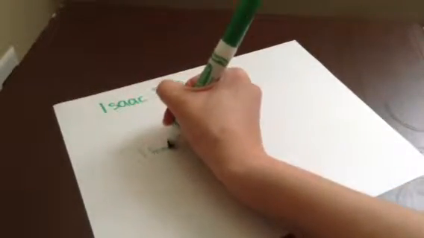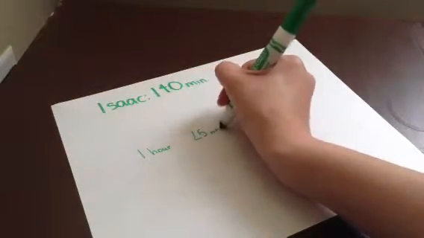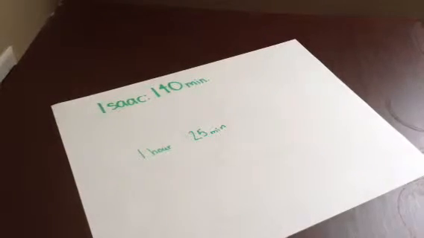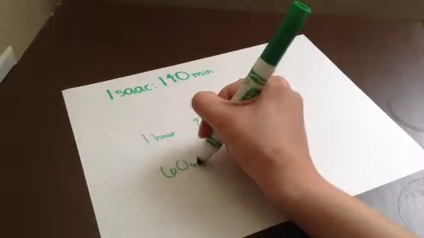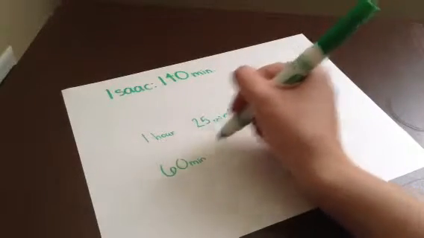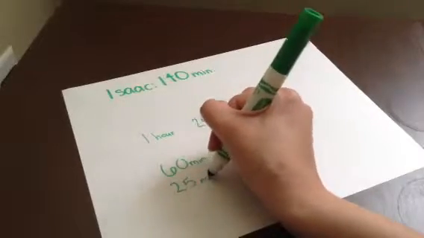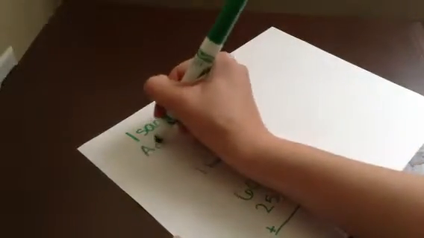So let's keep track. We know that Isaac was at the gym for 140 minutes. Now we need to see how long Adam was at the gym. Adam spent 1 hour and 25 minutes running at the gym. We know that 60 minutes are in an hour, so we can do 60 minutes plus 25 to see how long Adam was at the gym.